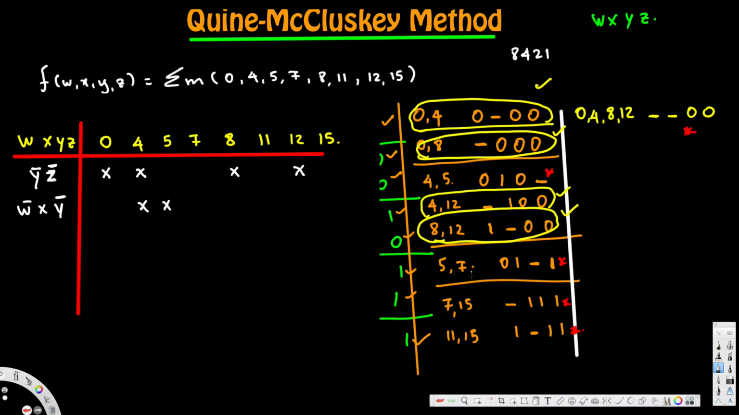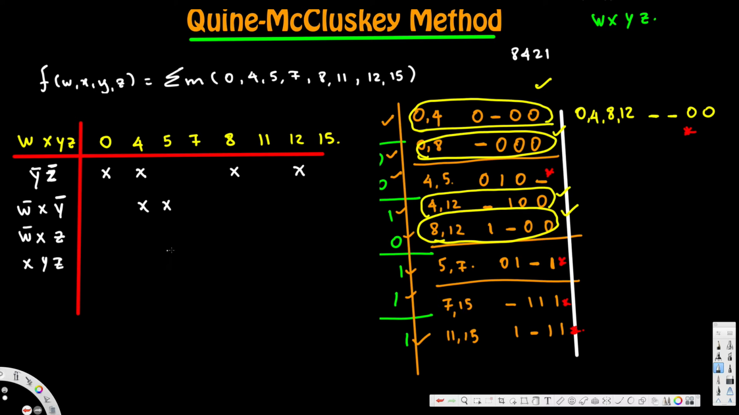Now the next thing is we have to look at this 5 7, 0 1 dash 1. Okay, 0 is in the W location, that has to be prime, and then 1 is X, so I keep it as it is, and then Y is dash, so we don't have to worry about Y. Z is already 1, so we put a Z. Okay, so we have this one, and the next thing is 7 15, that one is dash 1 1 1, so that's going to be just XYZ.